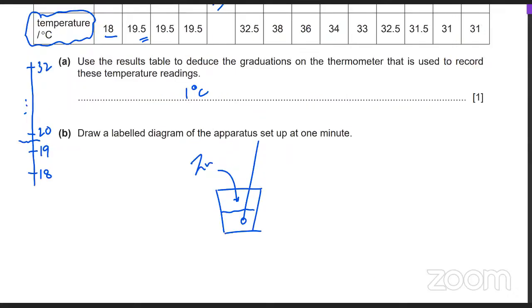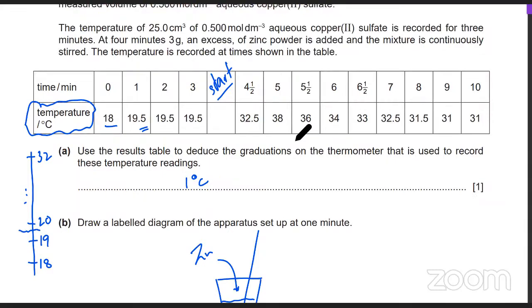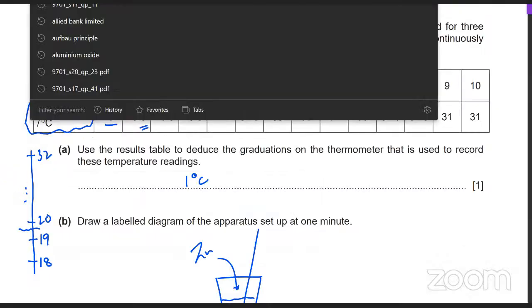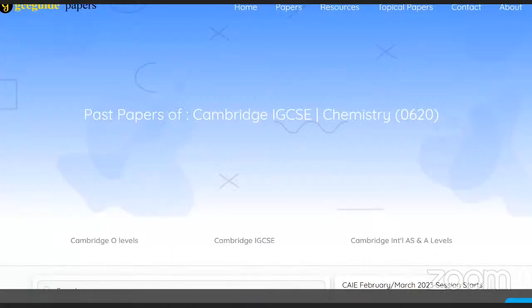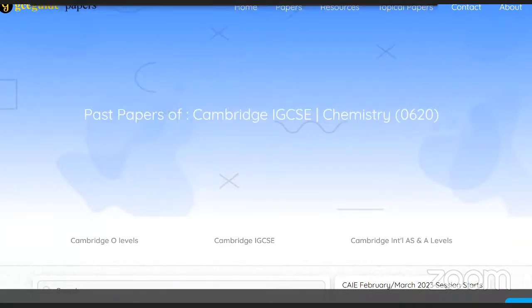So how many marks is this? This is just 2 marks. So I guess a styrofoam cup, that's about it. The apparatus that is set up at 1 minute. For this, I would have to check the marking scheme whether this is correct or not. It's a very basic apparatus that is required for this reaction.